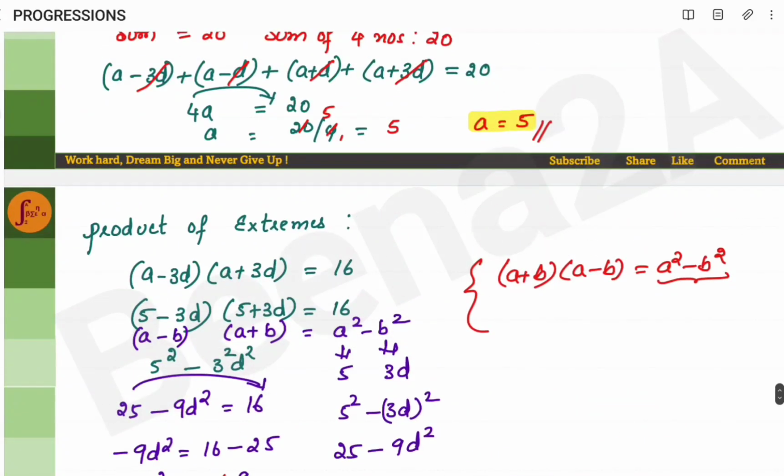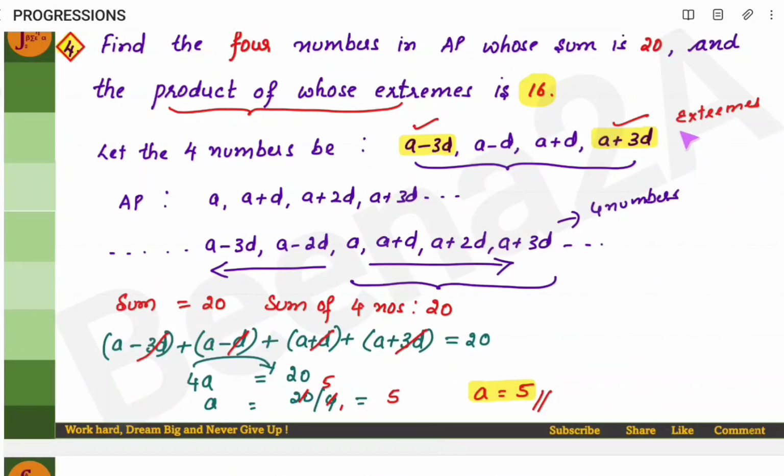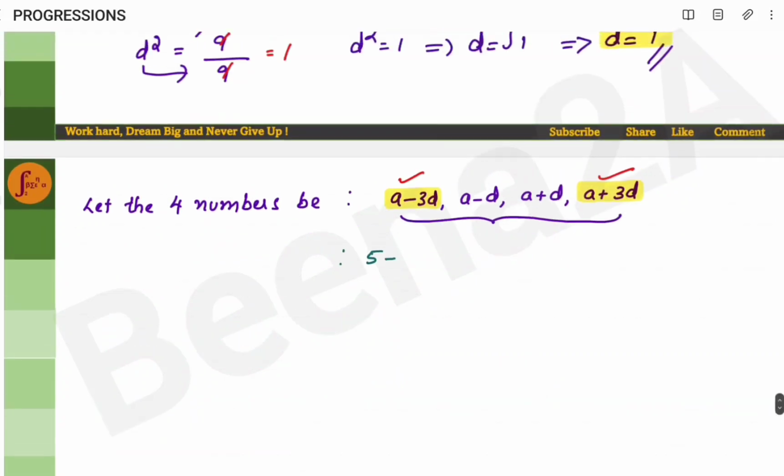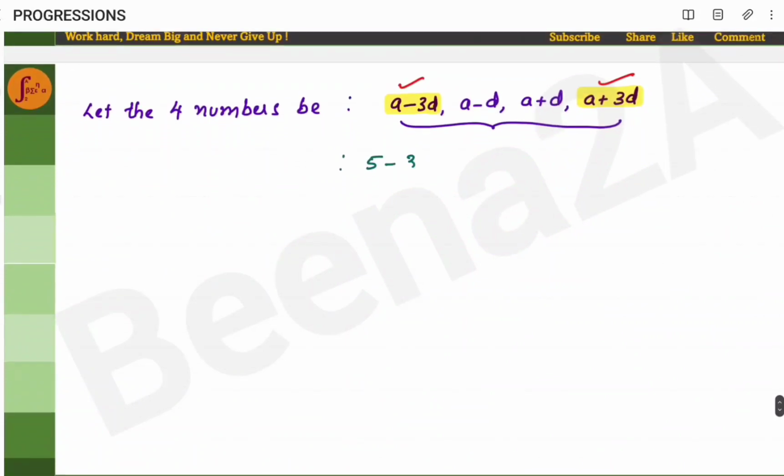We have got a as 5. We had assumed these are the 4 numbers. Now let's substitute the value of a and the value of d that we just got. Instead of a, we got 5, instead of d, we got 1. So I'm substituting: 5 minus 3, 5 minus 1, 5 plus 1, 5 plus 3. This is nothing but 5 minus 3 is 2, 5 minus 1 is 4, 5 plus 1 is 6, 5 plus 3 is 8. So these are the numbers.